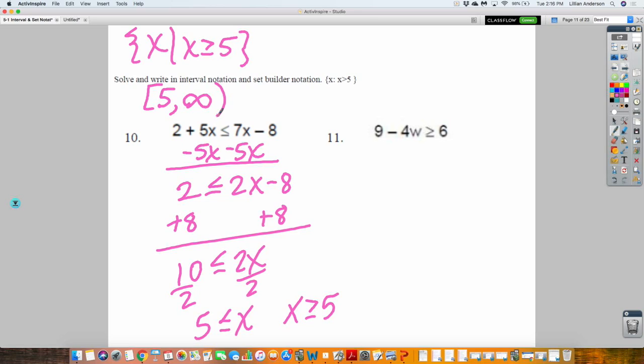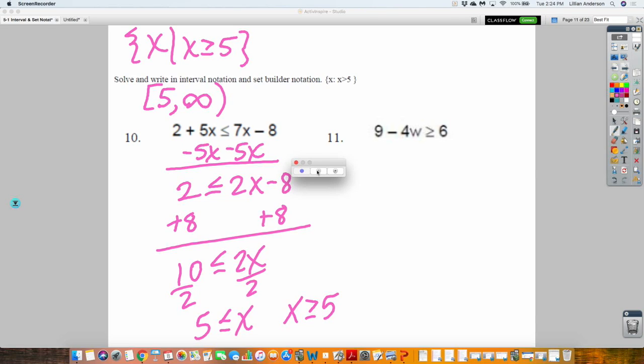So I want you guys to do the next two, interval and set notation, please. There we go. All right. So for this one, what did you have to do at the end? For number 6 on your paper. You had to flip the sign. Did you all flip the sign? And you had to do that at the end, right? You had to flip the sign, right?